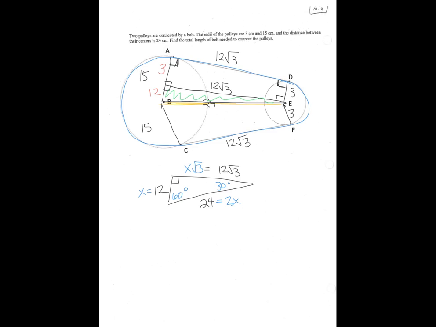To start adding up the length of this belt, I'm going to take the 2 and multiply it by 12 root 3, because you have the two 12 root 3s right here and right here. But I have this arc length to add into the belt length and this arc length to add into the belt length. So how are we going to do this?